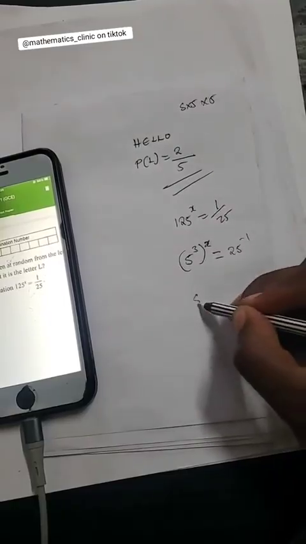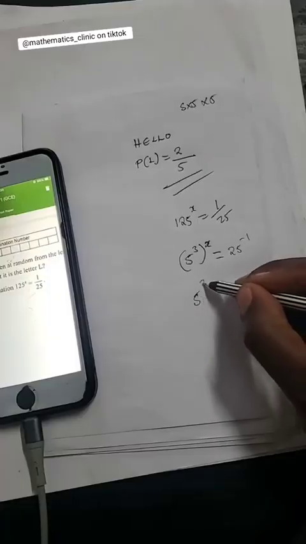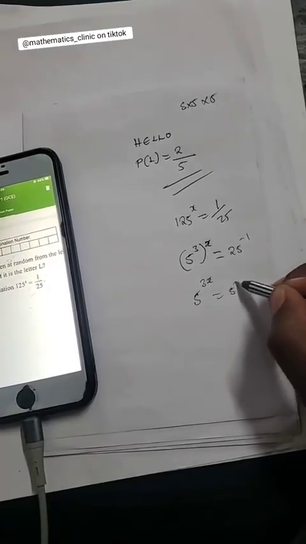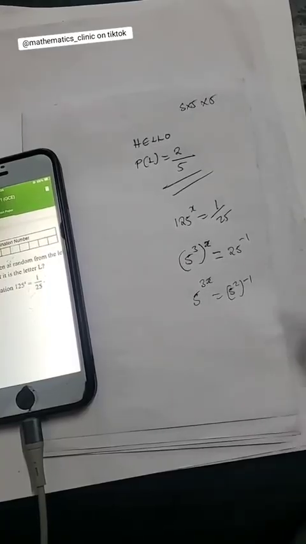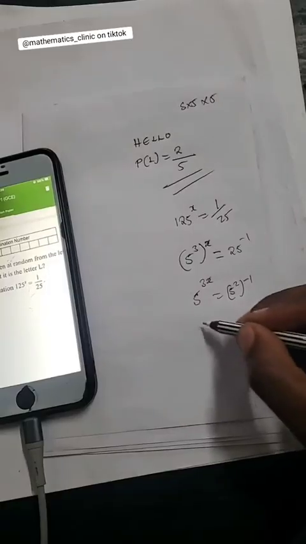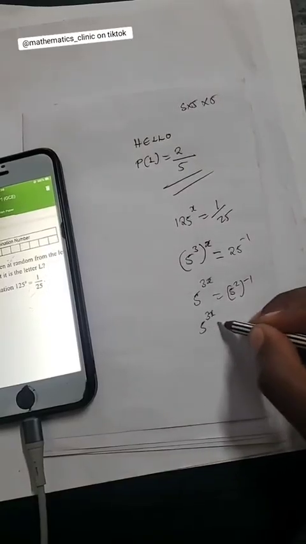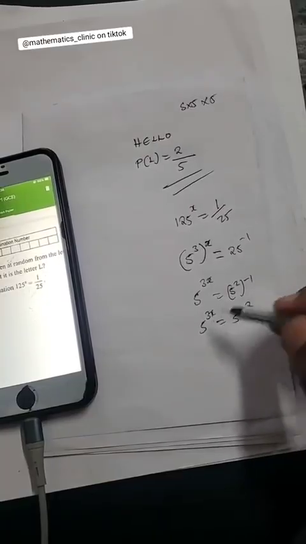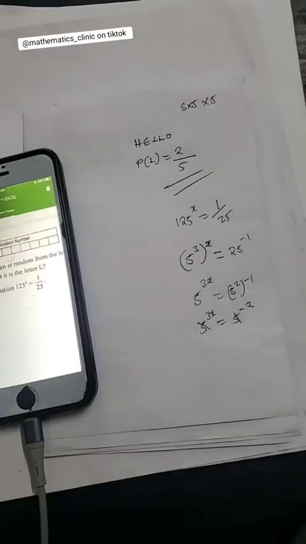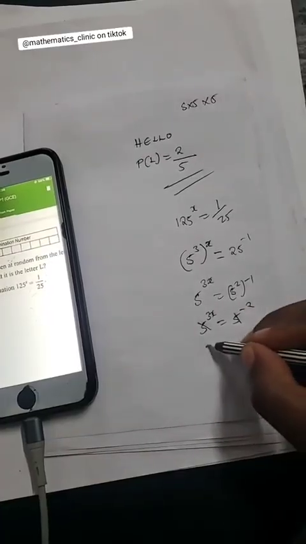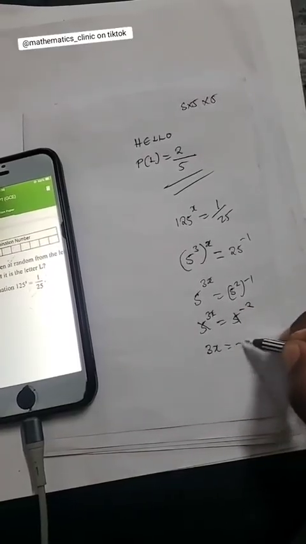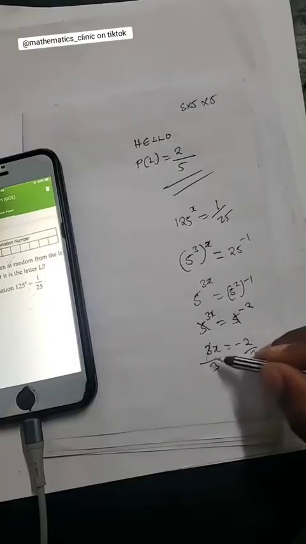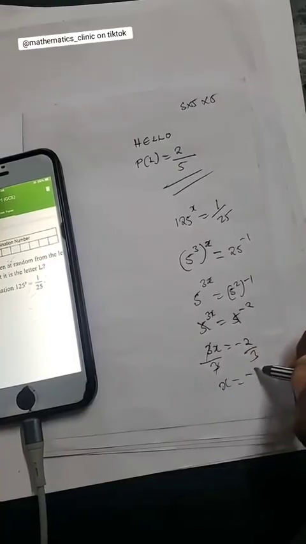So now we have 5 to the power 3x, and 25 can be written as 5 squared. So we have 5 to the power 3x equals 5 to the power 2 times negative 1, which is negative 2. Then we cancel the bases. Then we have 3x equal to negative 2. Then we divide both sides by 3, and the value of x is negative 2 over 3.